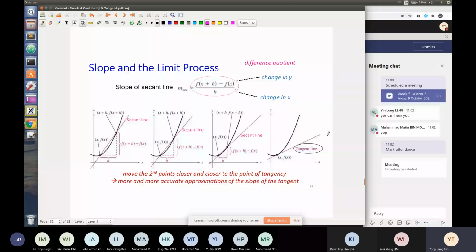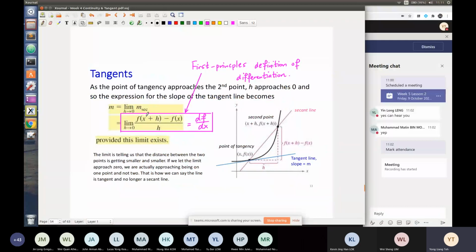So the tangent line, as we have discussed, as well as visually, it looks like it is indeed the best representation of the slope to the curve at a particular point. So we also call that the instantaneous rate of change of the curve at that point. I mentioned before that this is indeed the first principles definition of differentiation.